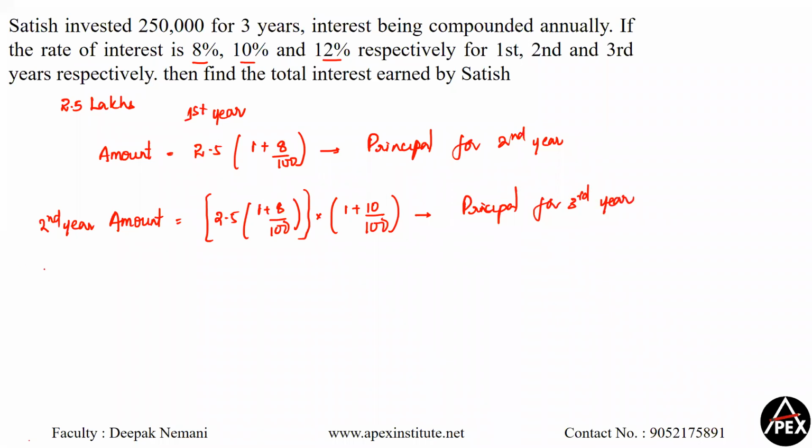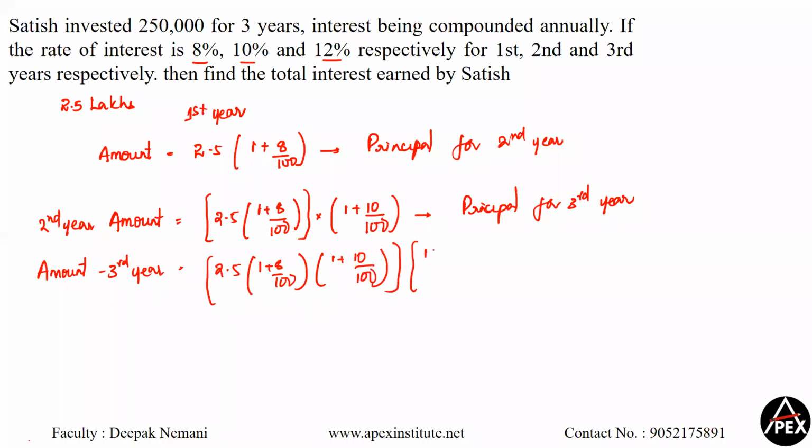Isn't it? So amount at the end of third year will be equal to 2.5 into 1 plus 8 by 100 into 1 plus 10 by 100. This is principal at the start of third year. Amount will be 1 plus 12 by 100. Okay. So the total amount will be equal to 2.5 lakh into 1.08 into 1.1 into 1.12.